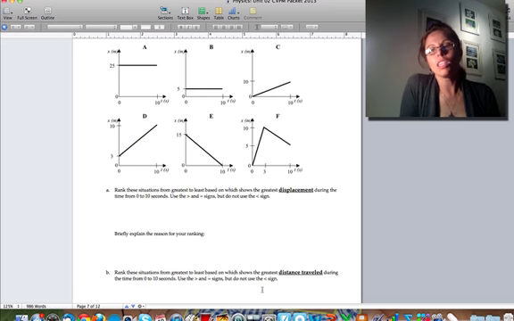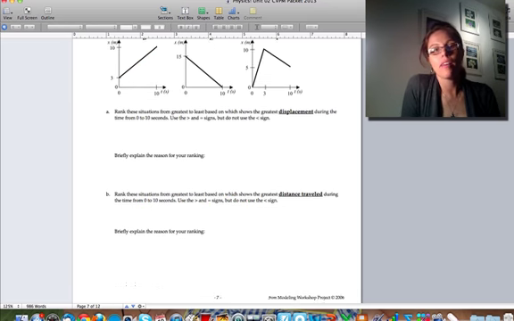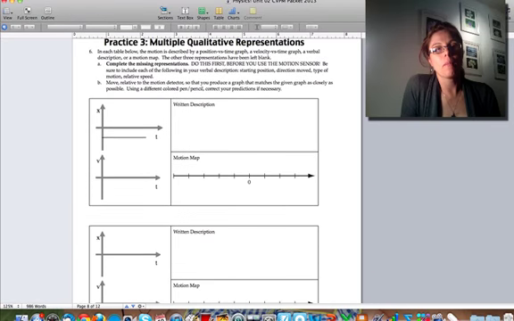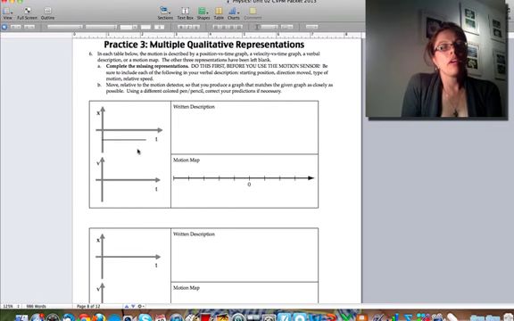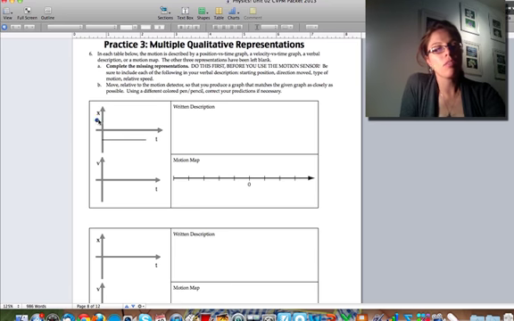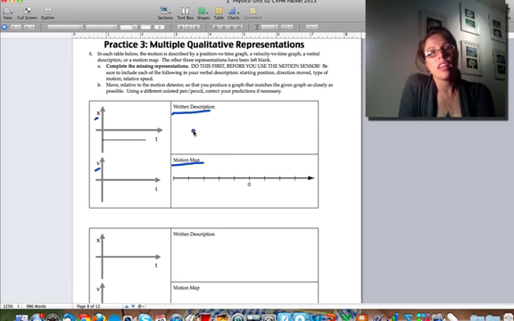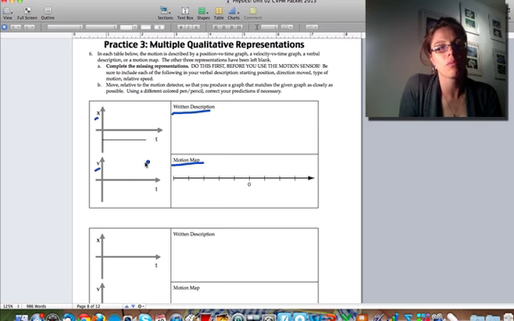Okay. So now let's get some practice. We're going to look at having to do a graph in all three forms: a position time graph, so x-t, a velocity time graph, v-t, a written description, and a motion map. All 4 of these will tell the same story in different languages you can think of. And we're going to have to be able to interpret all 4 and go back and forth between all 4. So this worksheet, practice 3, is giving us practice with that.